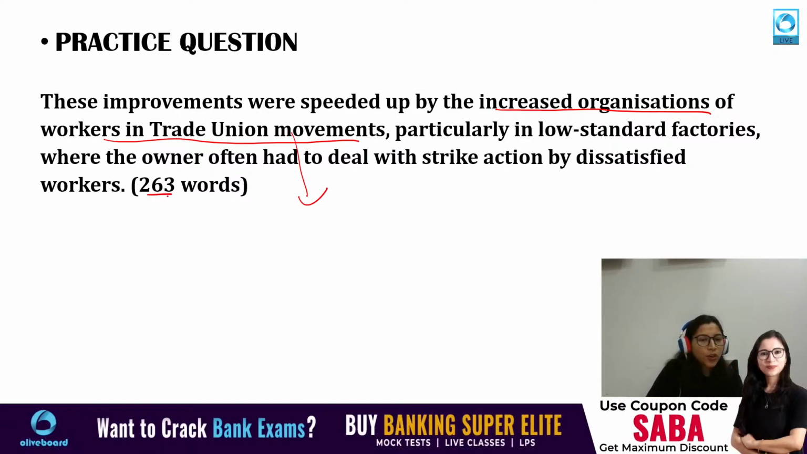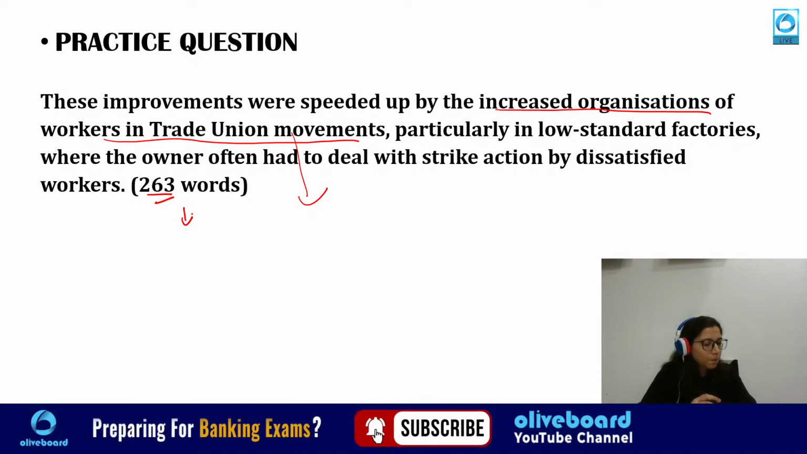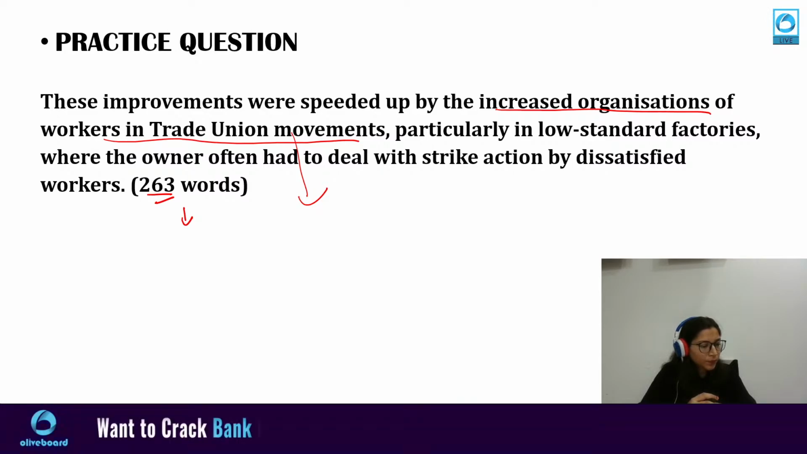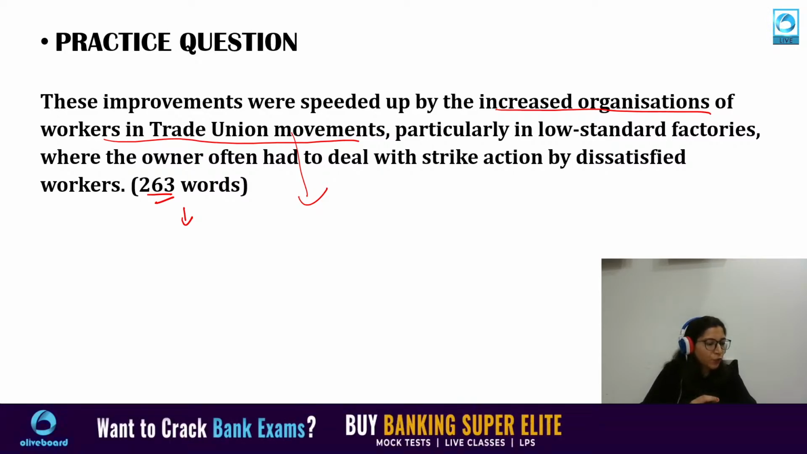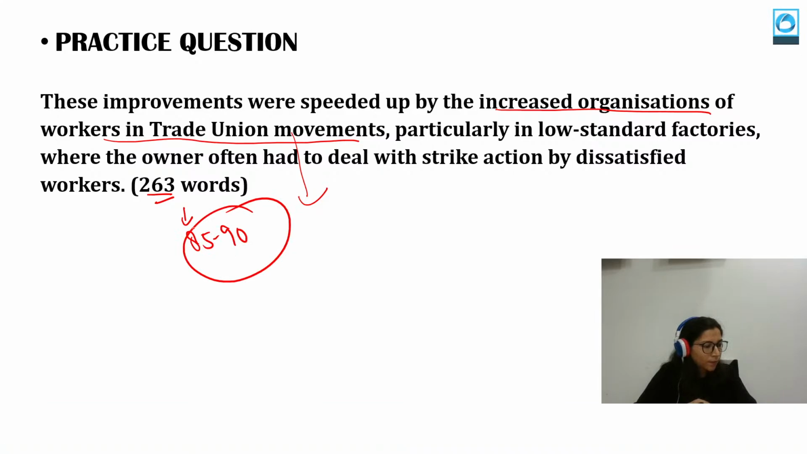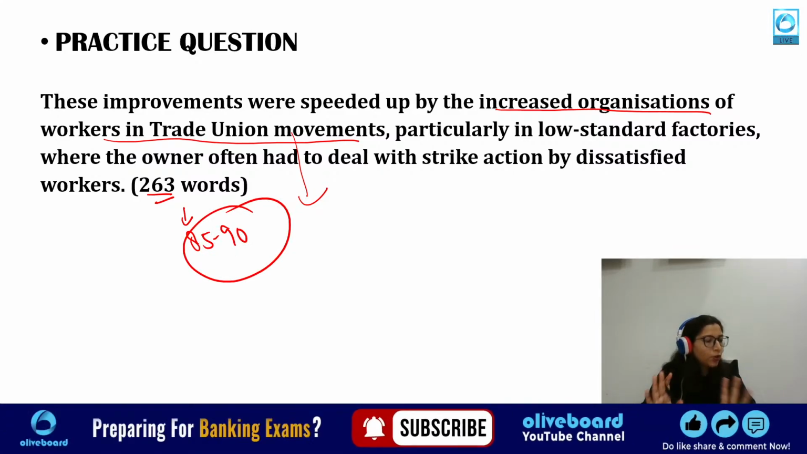The passage is clear to everyone, not that tough. And the word count is mentioned here, 263 words. So what should be the word count for your precis quickly? Around 85 to 90 words, correct? Your precis should be between 85 to 90 words. Shall we start? Did you get the paragraph?